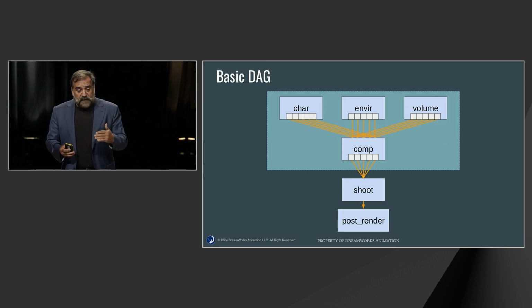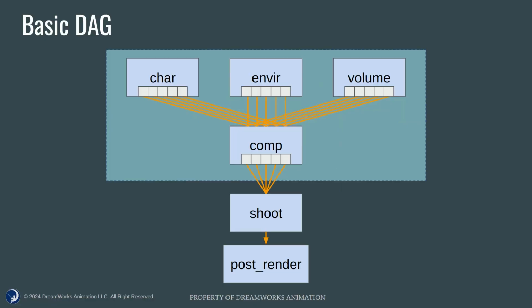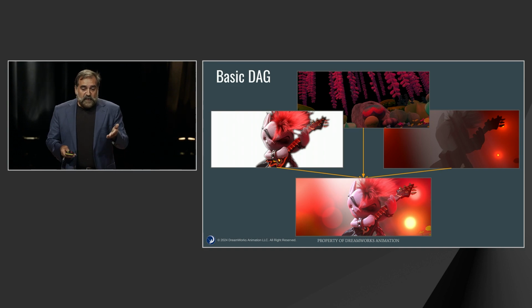And then a composite job actually assembles all those different pieces into a single image for each frame, and then all the frames get processed by a job that encodes them into an actual movie clip that the artist can watch. So that looks something like this.